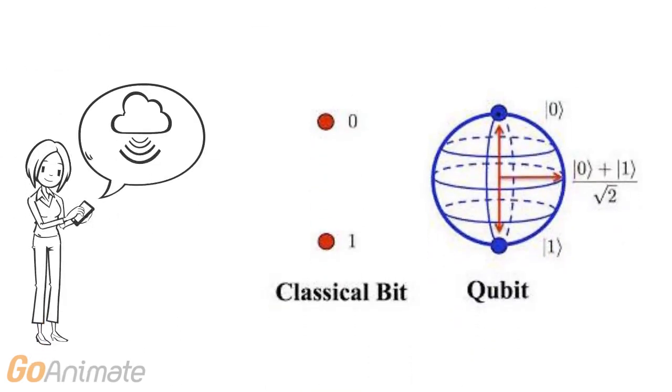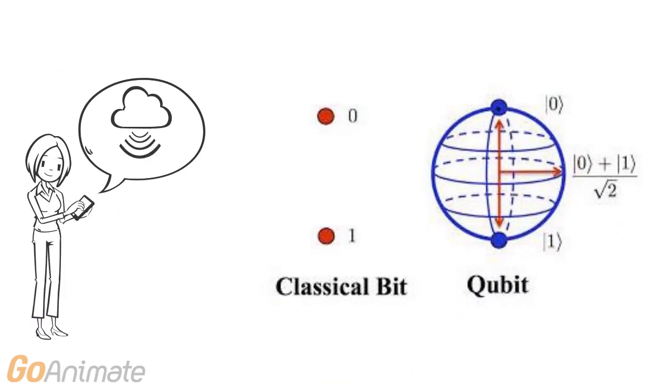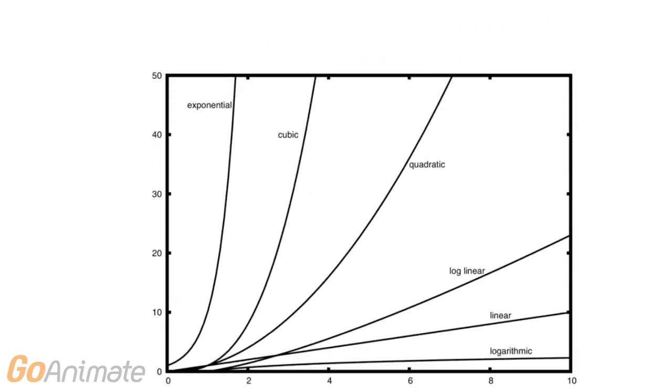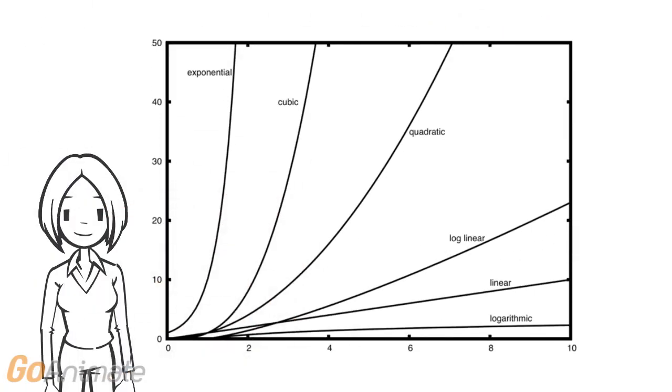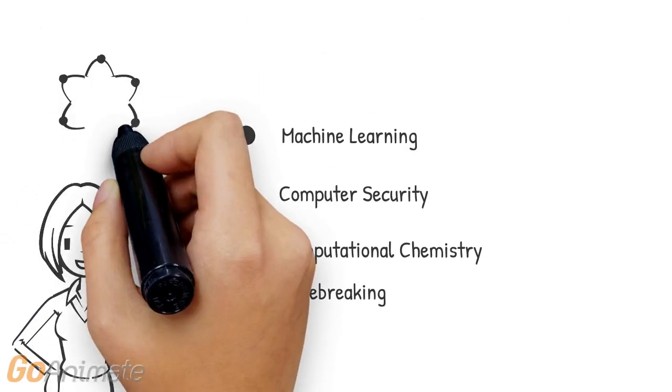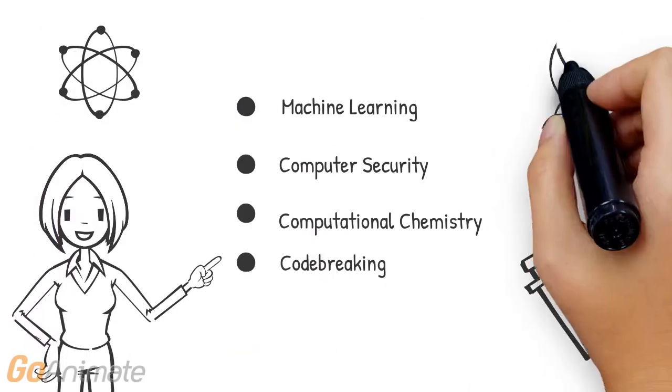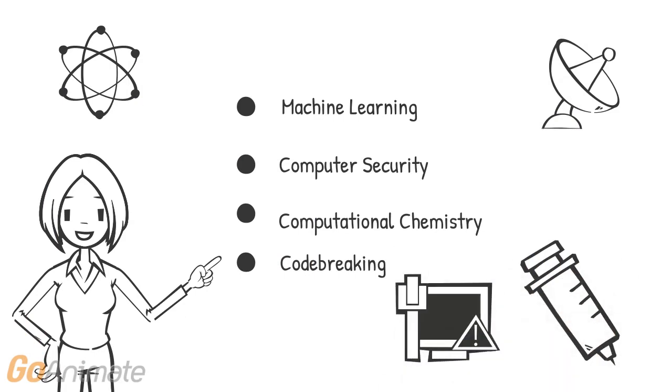To deal with this issue, quantum properties are used to build quantum computers. Quantum computing is not intended to replace classical computing. Rather, quantum computing is a tool intended to be used in applications in which it can be more effective. Examples include the following: machine learning, computer security, computational chemistry, code breaking, drug design, and many more applications.